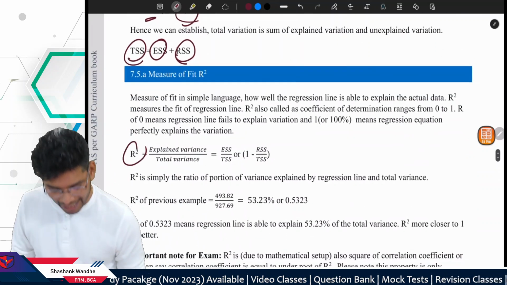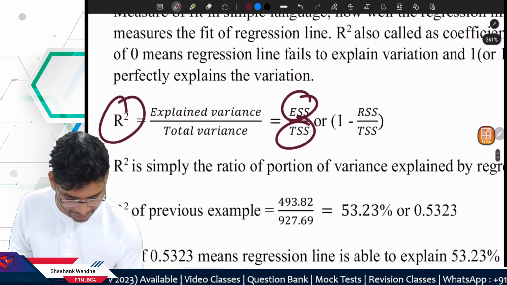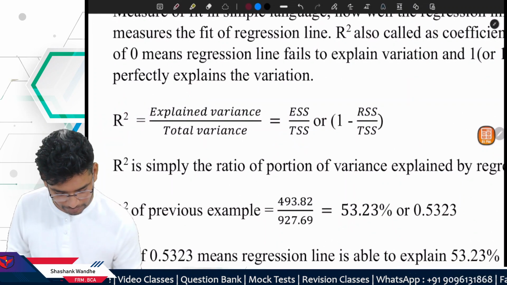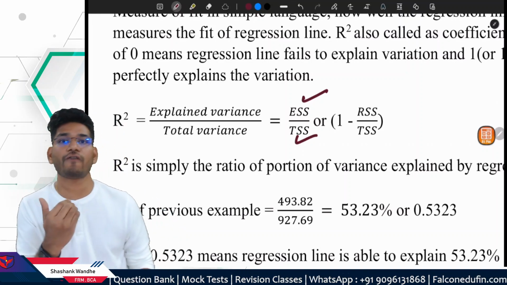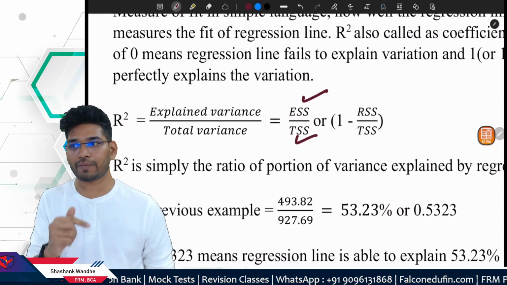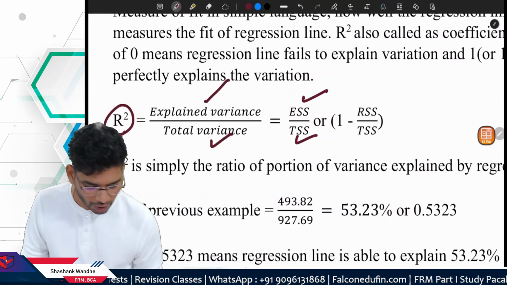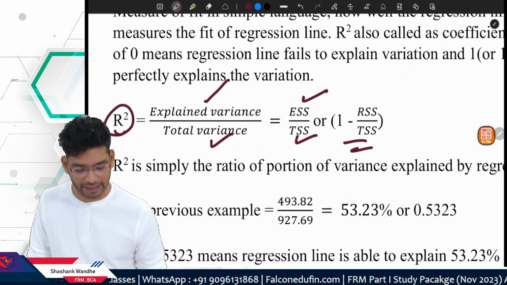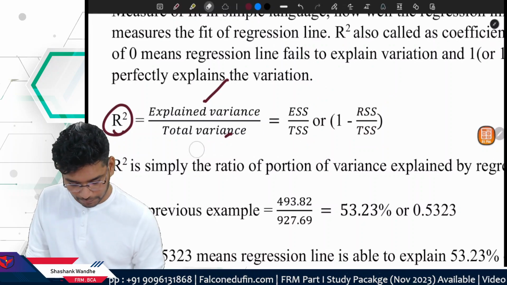Now here, R square is ESS upon TSS. Explained part divided by total part. Okay, so part of variance. So explained variance divided by total variance is the R square. Or the alternate formula is 1 minus, this is simple mathematics, 1 minus RSS divided by TSS. Simple. Right.